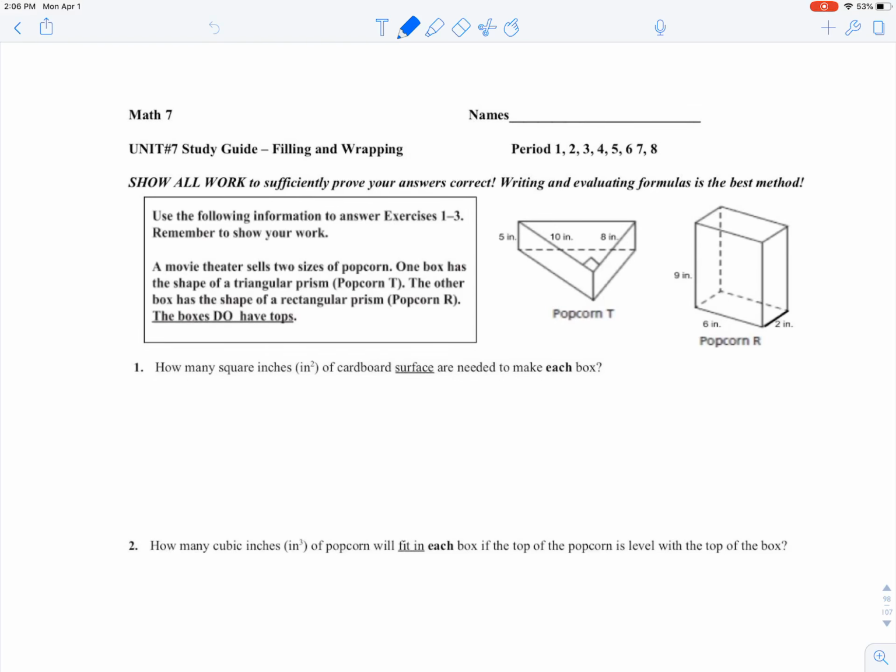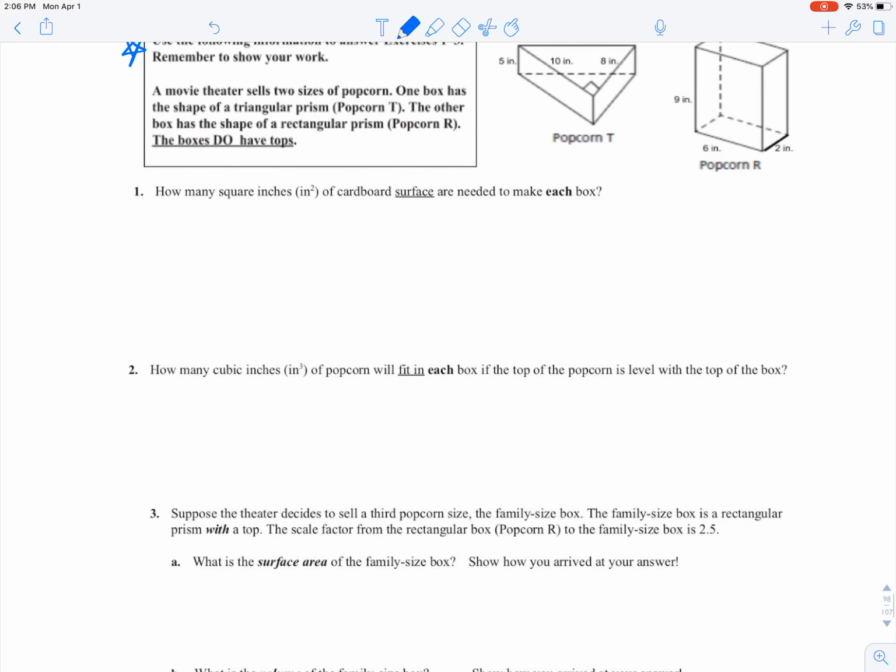First and foremost, you should always read the directions, because I can't tell you how many times I have kids who don't follow directions and then they lose points and then they're sad. So it says show all work to sufficiently prove your answer is correct. Writing and evaluating formulas is the best method. That just means we need to show our work. We're going to be using formulas here that we've come up with before. Now we're going to read this box: use the following information to answer exercises 1 through 3. Again, remember to show your work.